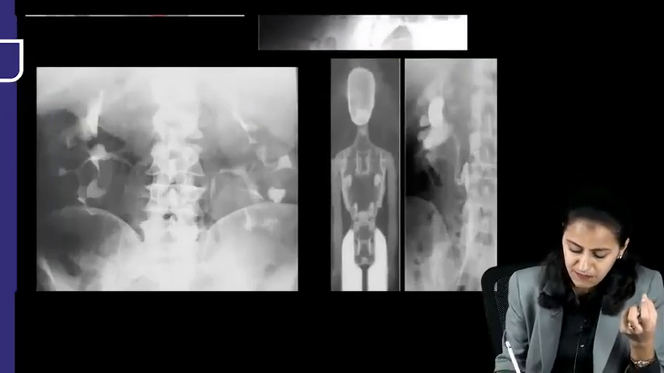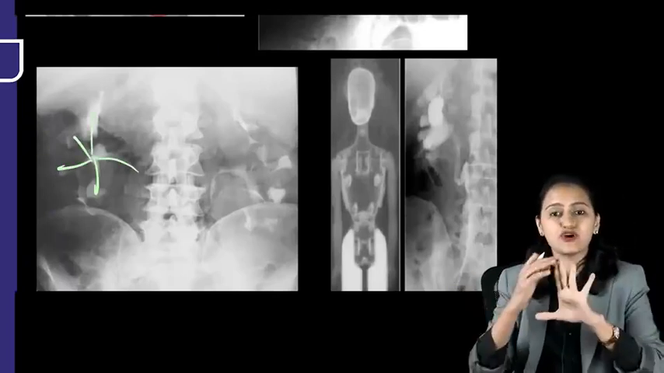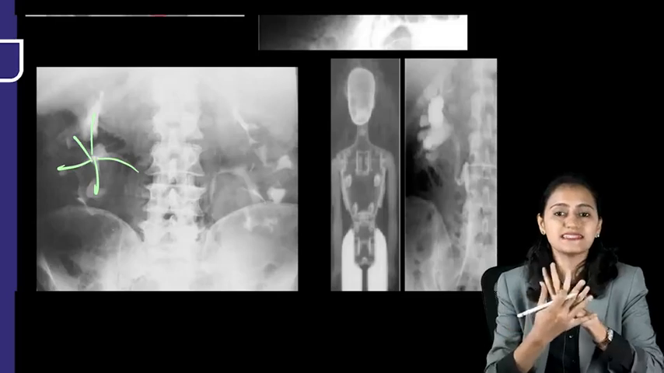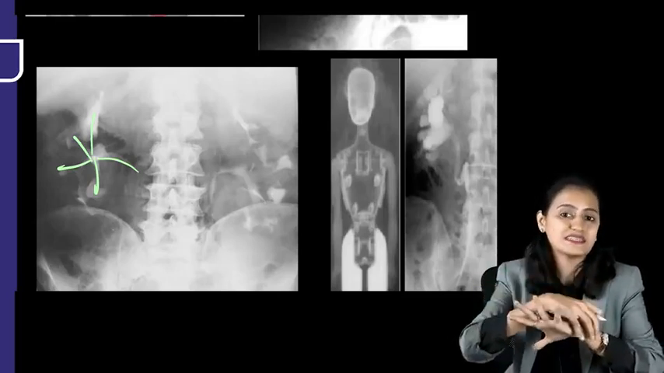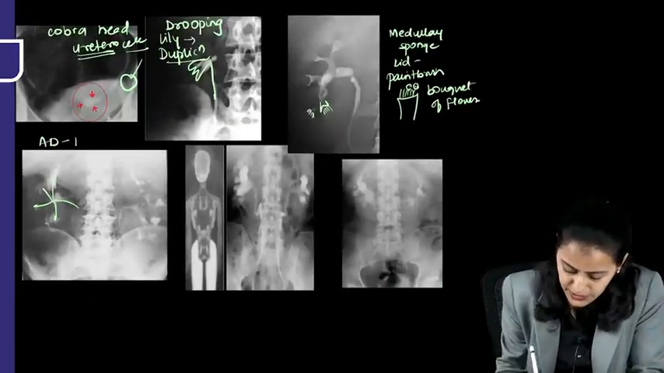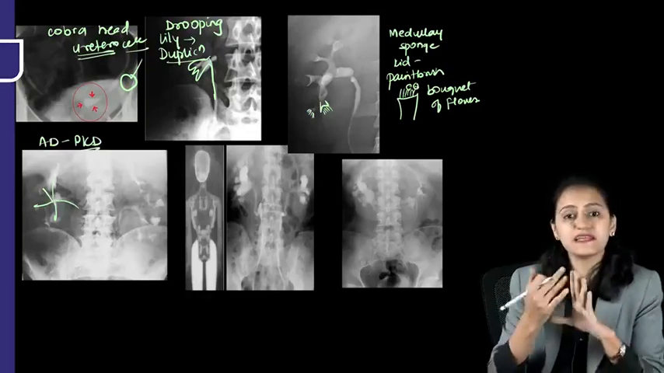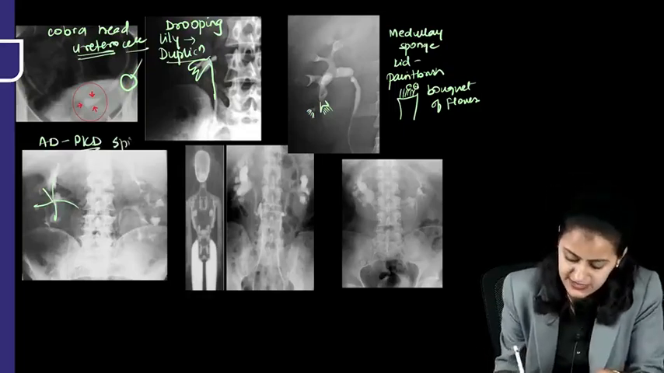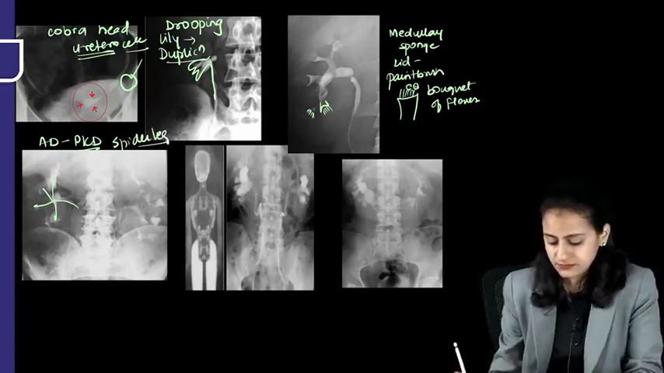Next one, in the IVP here, these are the calyces which are separated away. The normal calyces are close together, but here the calyces are separated away like spider legs because of the large cysts in between the calyces. This is seen in autosomal dominant polycystic kidney disease. The multiple cysts spread the calyces away like spider legs. Okay, so that's the spider leg appearance.